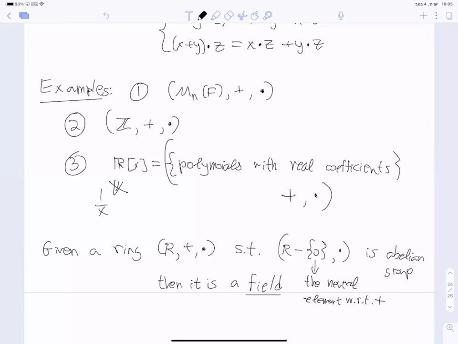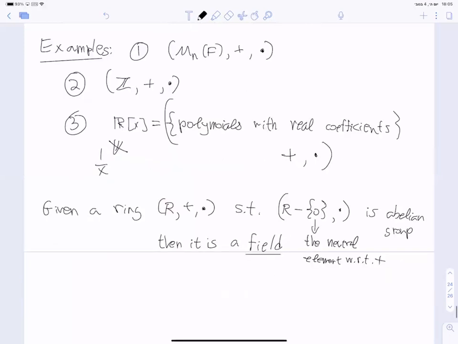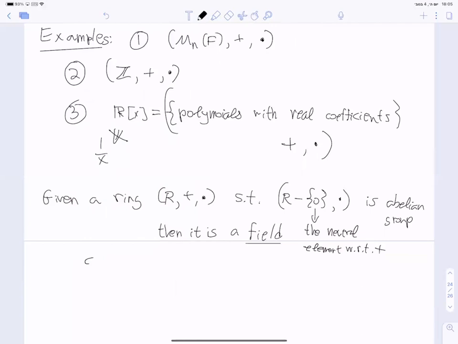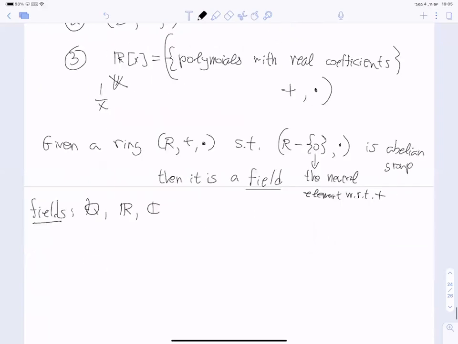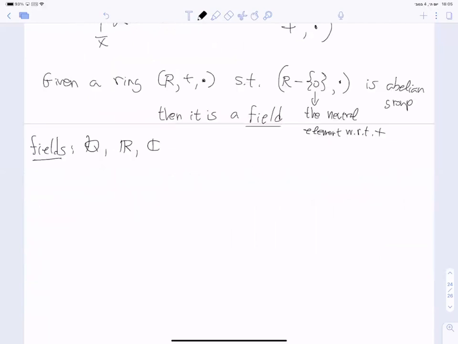So examples of fields, of course, we know Q, R, C. These are fields. But we are going to see later that we also have finite fields, which will be the basic platform for cryptography. These, of course, are infinite.